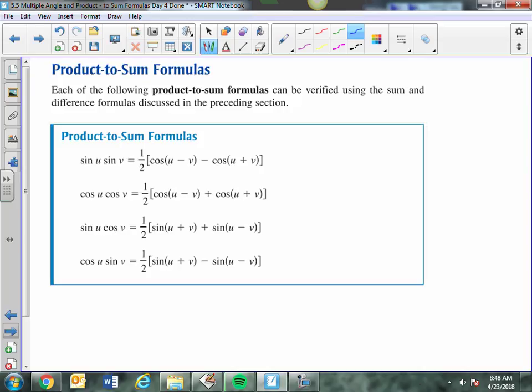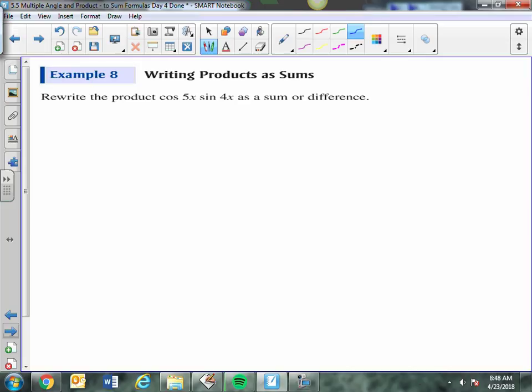So let's take a look at it. First off, we have cosine 5x and then sine 4x. Let me grab my formulas here. And it says rewrite the product as a sum or a difference. So really the only goal here is to get them to a simplified sum or a simplified difference. So you don't need to solve anything here. You're just simplifying it as a sum or difference.